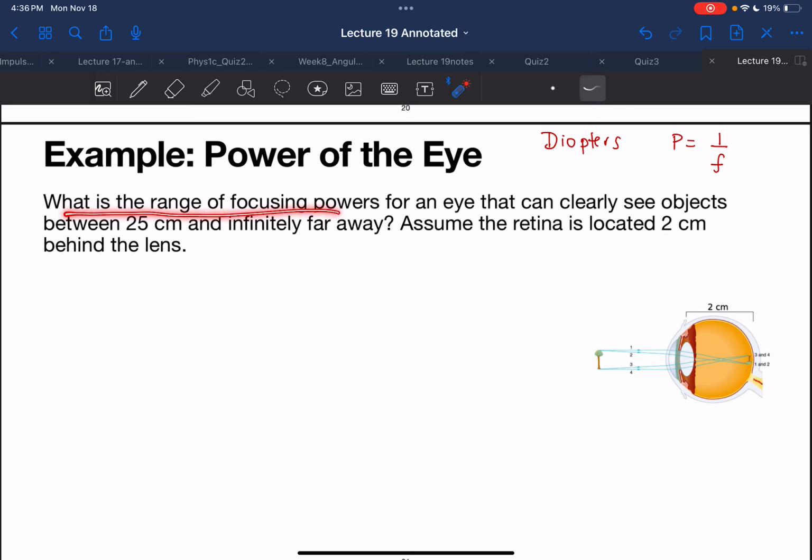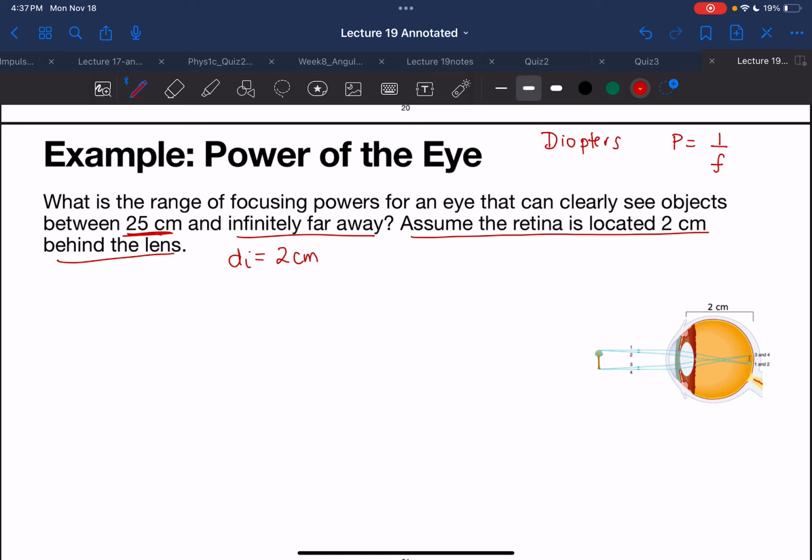What is the range of focusing power for an eye that can clearly see objects between 25 centimeters to infinity? So basically we're talking about somebody who has perfect vision, and they can look at objects anywhere from 25 centimeters to infinitely far away. And then we're given that the retina is located 2 centimeters behind the lens. So this is our image distance. So we know the image always has to form 2 centimeters to the other side of the lens, which is a positive image distance.